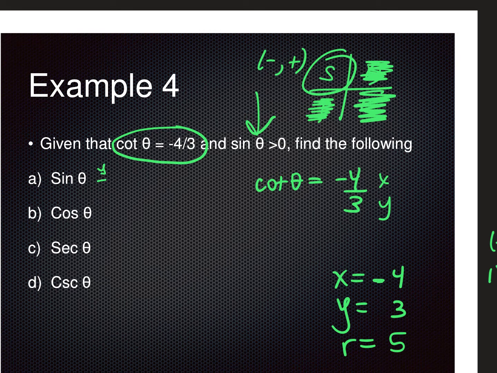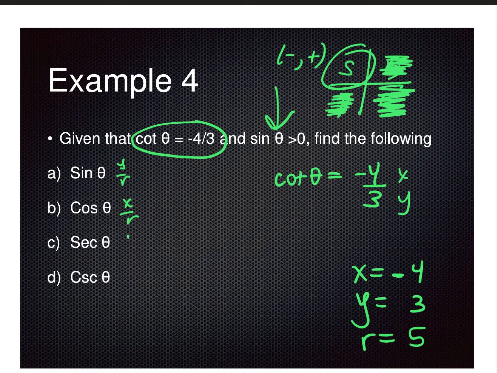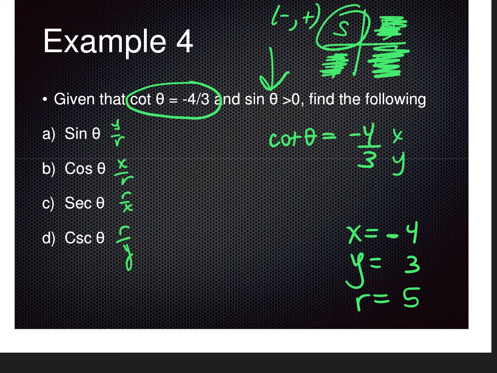Sine is y over r. Cosine is x over r. What does secant go with? Cosine, so r over x. And what does cosecant go with? So r over y, right? So the sine is what? 3 over 5, good. What is the cosine? -4 over 5. What is the secant? 5 over -4. And what is the cosecant? 5 over 3. Now the math computation behind this, not hard, but you guys do have to take a second to think. Where is this stuff located?